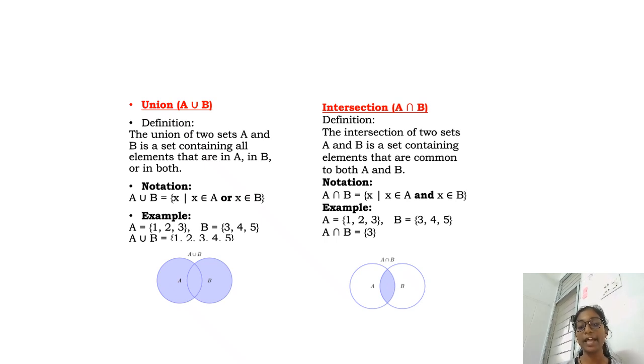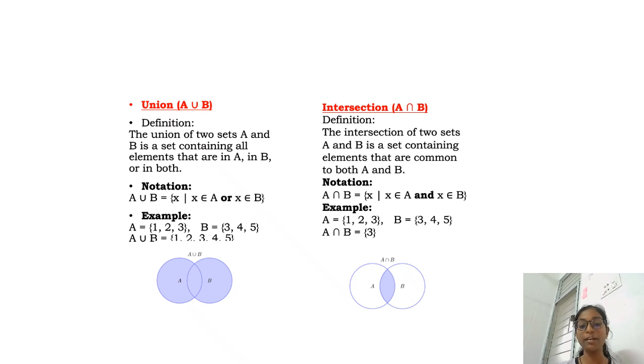And intersection is represented as A intersection B. Definition. The intersection of two sets A and B is a set containing elements that are common to both A and B. In notation, A intersection B equals {x such that x belongs to A and x belongs to B}. Example, A equals {1, 2, 3}, and B consists of {3, 4, 5}, and A intersection B, which are common to both sets, that is element 3.